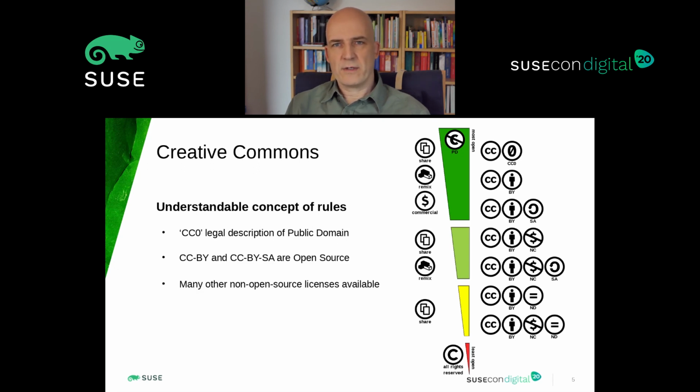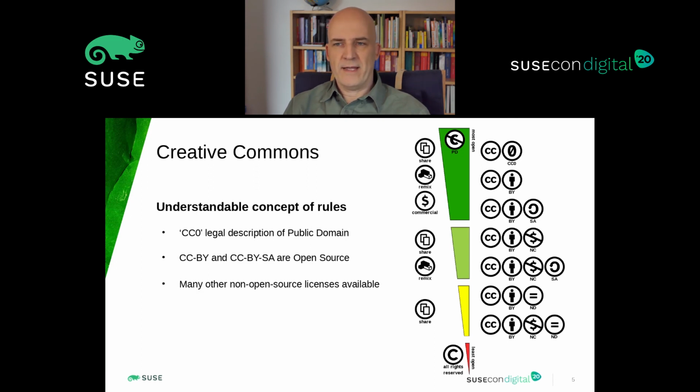So as we go down in the chart, the first rule to be used when using the software is the BY clause. That means that you have to give credit to the origin, to the author, and further down is the share alike clause. That means you have to give the sources away as you got it. You can't remove rights or add restrictions.